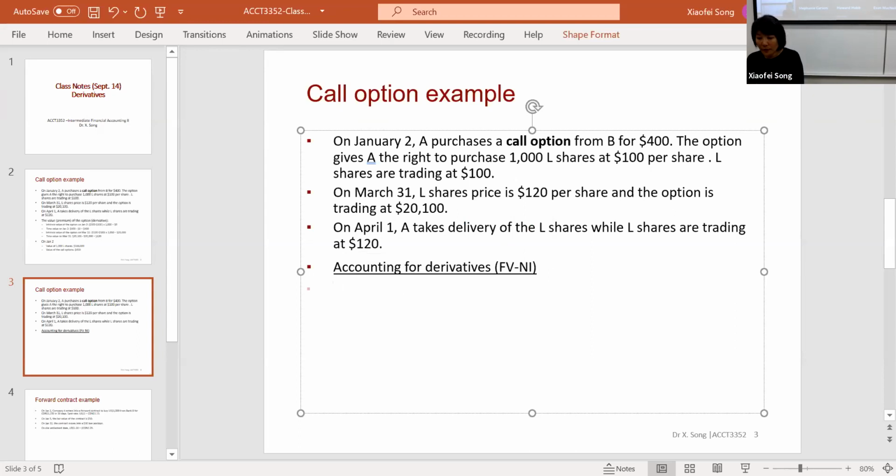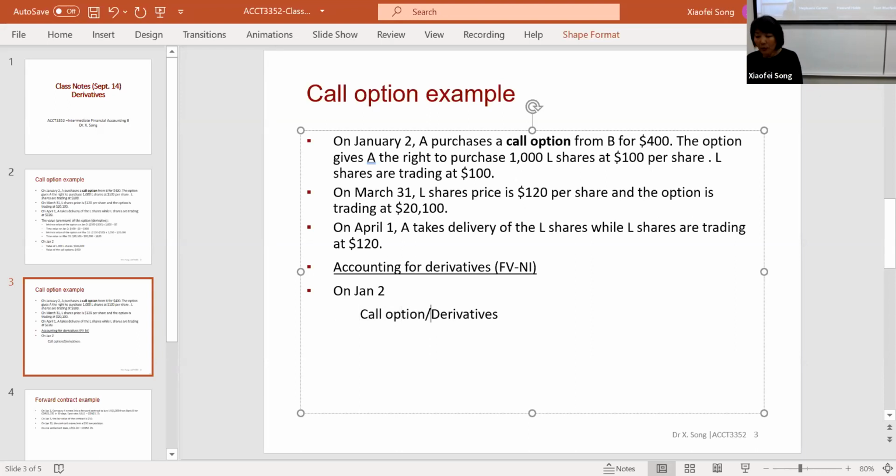Record this derivative. So I don't know the underlying. On January 2nd, what is the transaction? The transaction is it purchased derivatives. Derivatives can be assets or liability. And here it's an asset, right? So we can say derivatives. And you can also say call option.